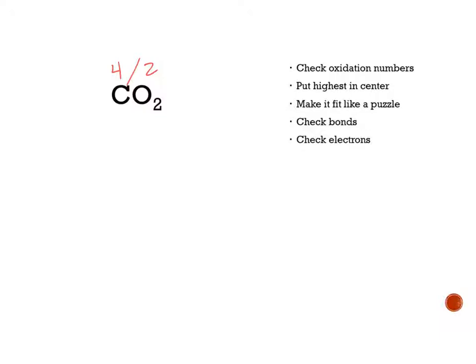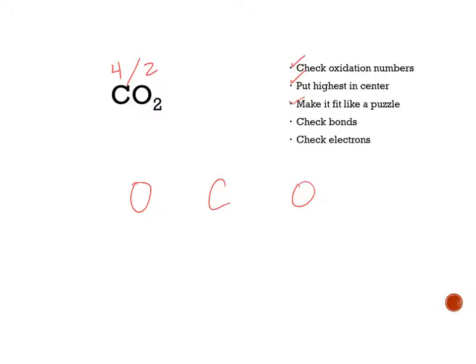So which one's going to go in the center? Carbon's going to go in the center, right? Because carbon has the bigger oxidation number. And then we'll put our oxygens around the carbon. By the way, guys, you should be writing this in that last box where it says electron dot formula on your paper. So we made it fit like a puzzle.